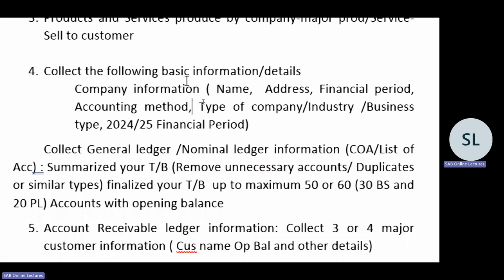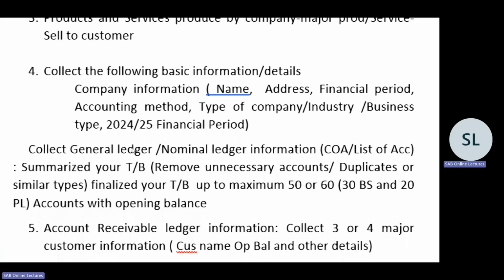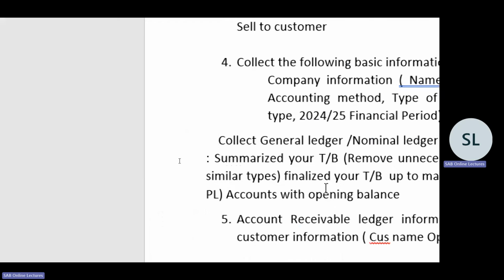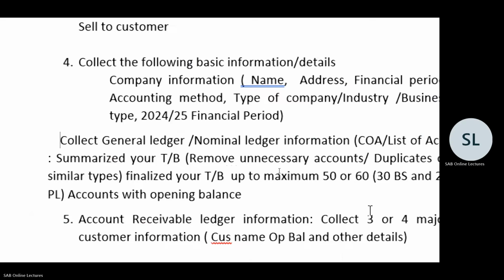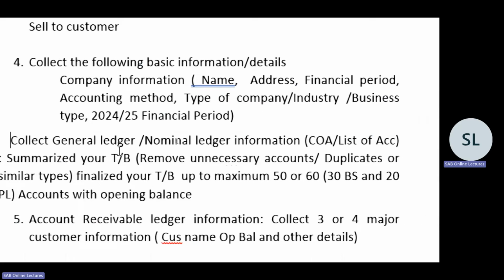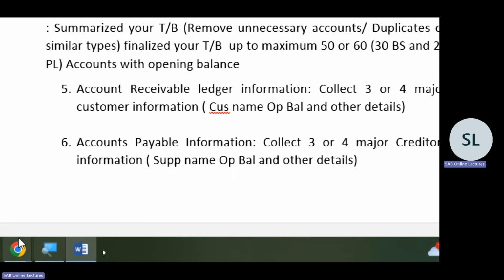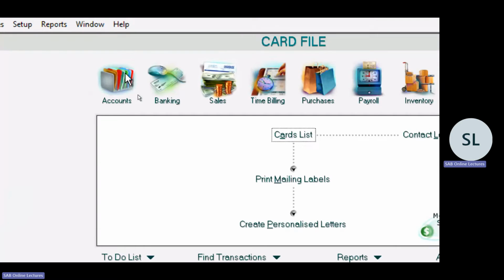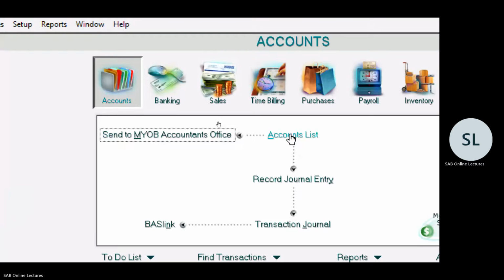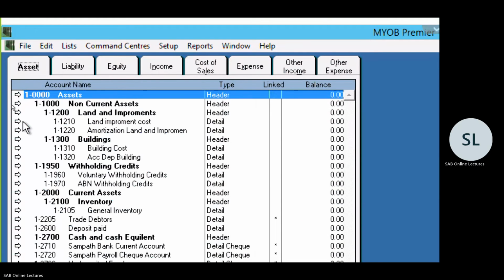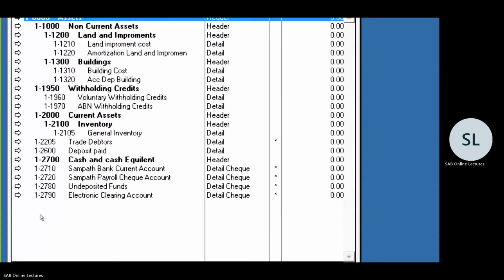When you select this basic detail, students, you have to focus on this important detail. Very important point: collect general or nominal ledger information. Actually, we call it the chart of accounts or account list. What do you mean by chart of accounts or account list? Here, this section: the account list section. Assets, liability, equity, income, like this.